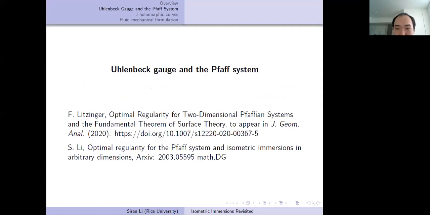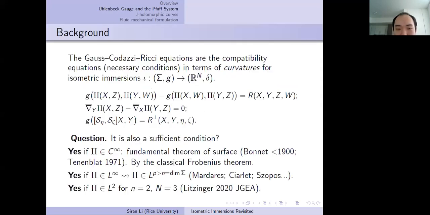So let's first talk about the Uhlenbeck gauge and the Pfaff system. The related papers: one is the recent work in 2020 by Littinger, and I have a recent preprint addressing the arbitrary dimension and codimension case. Let's mention the background of this thread of work. The work is concerned with the analysis of the Gauss-Codazzi-Ricci equations.